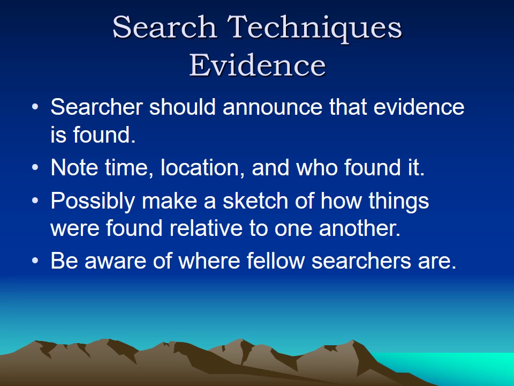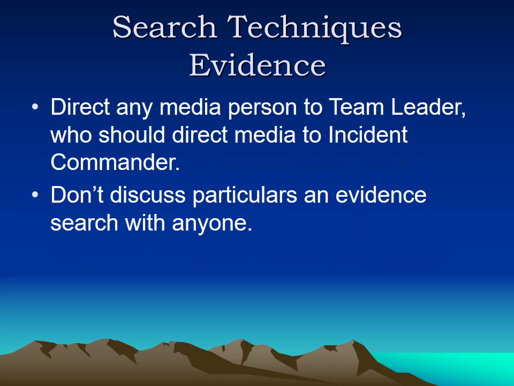In searching for evidence, some particular procedures should be followed. When a searcher finds something, they should announce that something has been found. It should be noted when, where, and by whom the evidence was found. It may be helpful to make a sketch of the relationship of evidence to other evidence or objects near the evidence. A digital photo may be very helpful. During an evidence search, searchers should be aware of where other searchers are so that they do not walk on evidence found by another searcher.